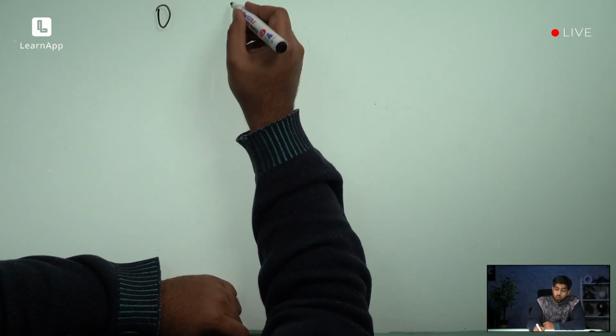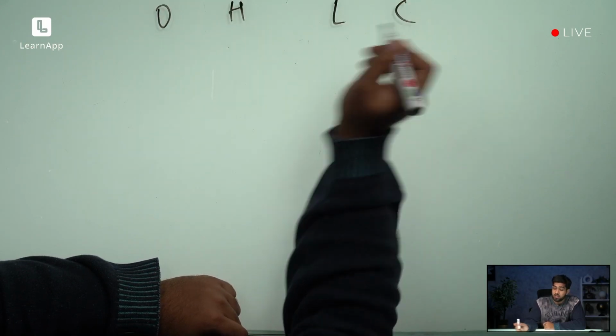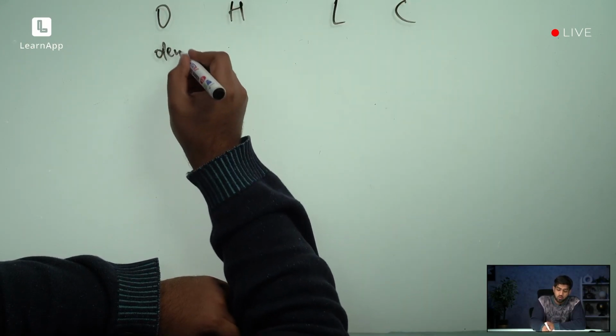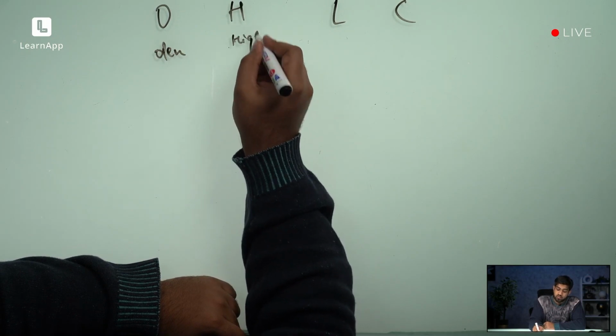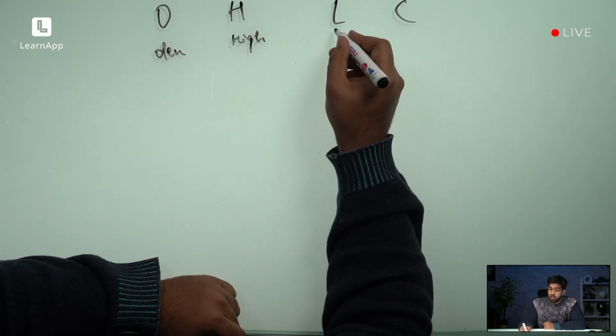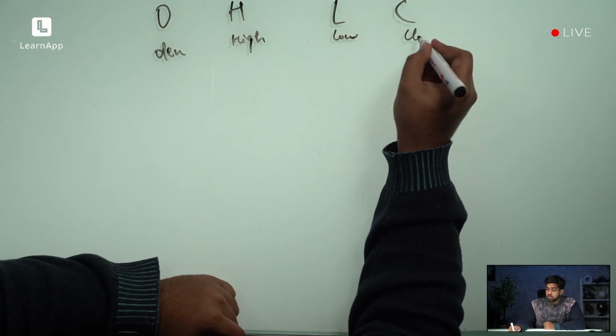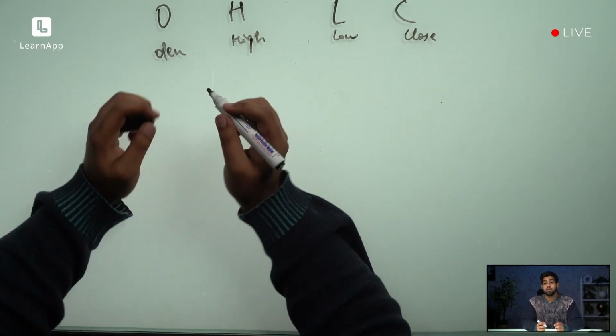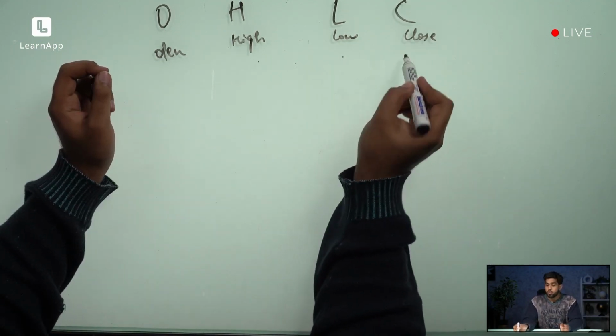That is where the 4 points come into play: OHLC, where O stands for open, H stands for high, L stands for low, and C stands for close. This is where these 4 points come into the picture: open, high, low, and close. Suppose now I'm talking about the day. Market hours are from 9:15 to 3:30.